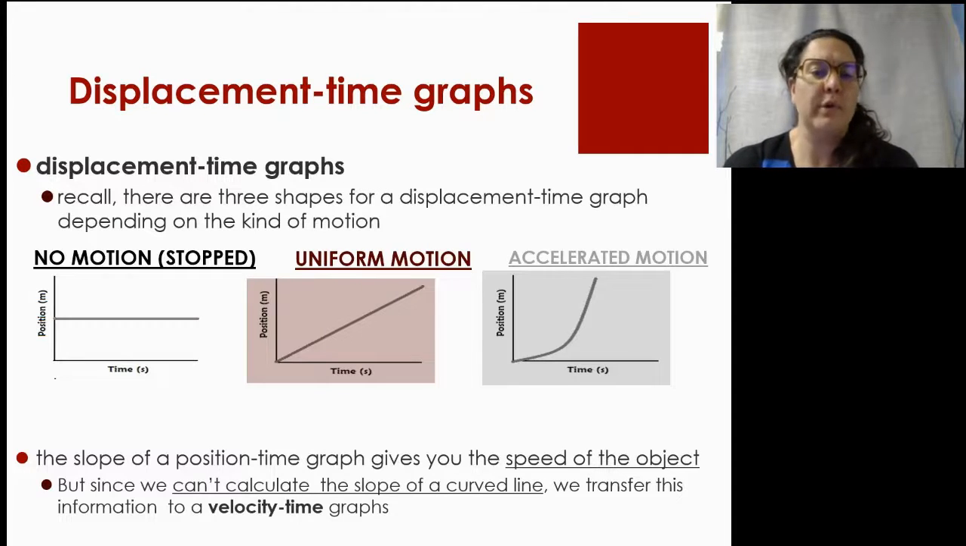So, when we looked at displacement time graphs, there are three different shapes depending on the type of motion. We had no motion, where an object was stopped, uniform motion, where the line went up at a constant rate, and accelerated motion with a curved line changing as that object changes its velocity. Then the slope of those position time graphs can give us the speed of the object. But we can't actually calculate the slope of a curved line, so we transfer this information to a velocity time graph.